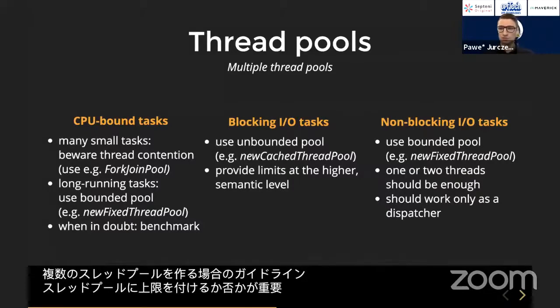And when it comes to non-blocking I/O operations, a single small bounded pool should be completely fine. In such cases, one or two threads should work completely fine, and that pool should be used only as a dispatcher. Okay, so it will work basically as an event loop, and it will only wait for the notifications coming from the operating system, notifications about the result of the I/O operation.